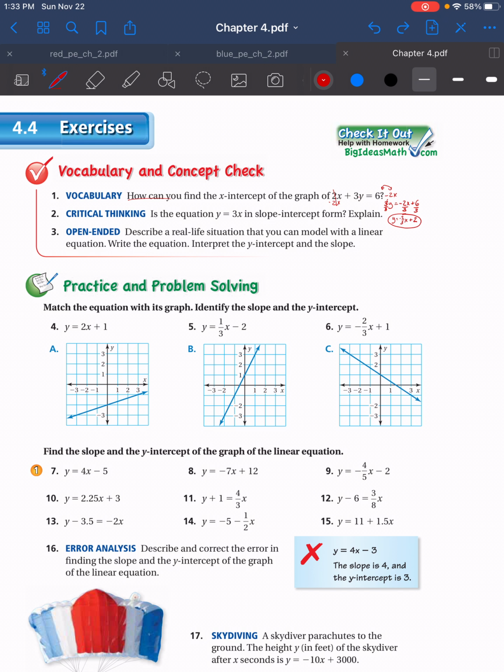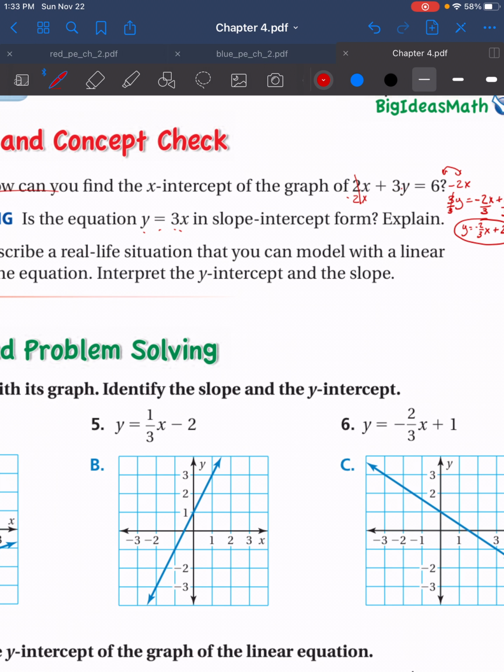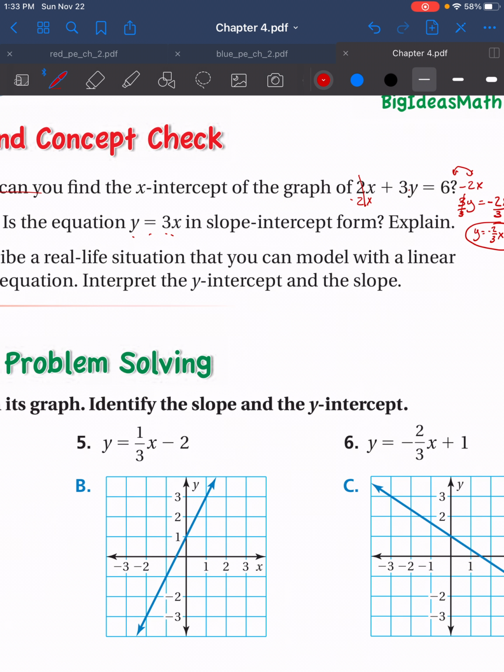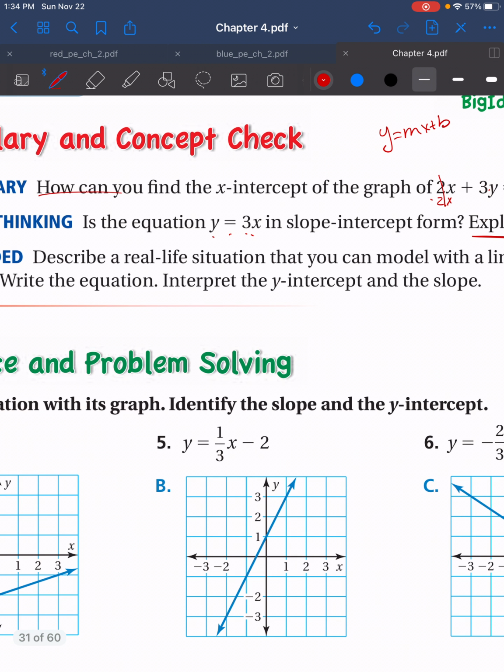Number 2, is this equation y equals 3x in slope-intercept form? Slope-intercept form, remember, is y equals mx plus b. Explain. So I would say yes, that is slope-intercept form. The difference is I don't have a b. And you guys know that if I don't have a b, I have to assume the y-intercept is 0. Okay? So for number 2, I would say yes, it is in slope-intercept form.